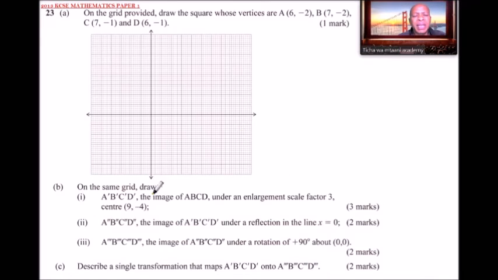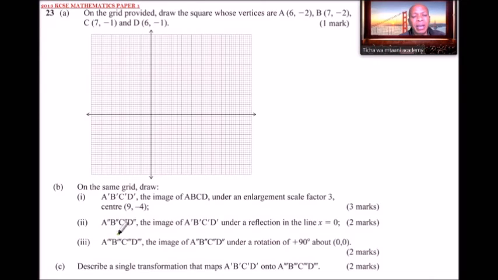Now, here you are being tested. For example, in B, you are being tested whether you know how to do the enlargement. Given the scale factor, what we normally do is draw a line from the center of enlargement to where we have our object. We extend it. The length from the center of enlargement to the object, you multiply by the scale factor to get the position of the image. So that's how you do the enlargement.